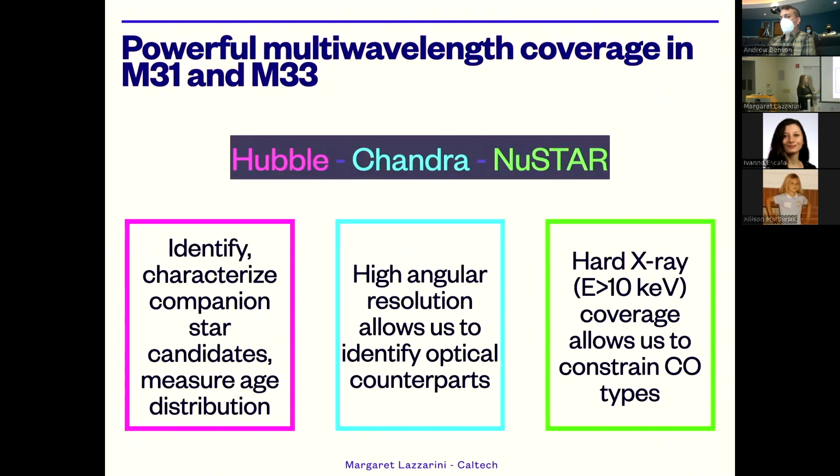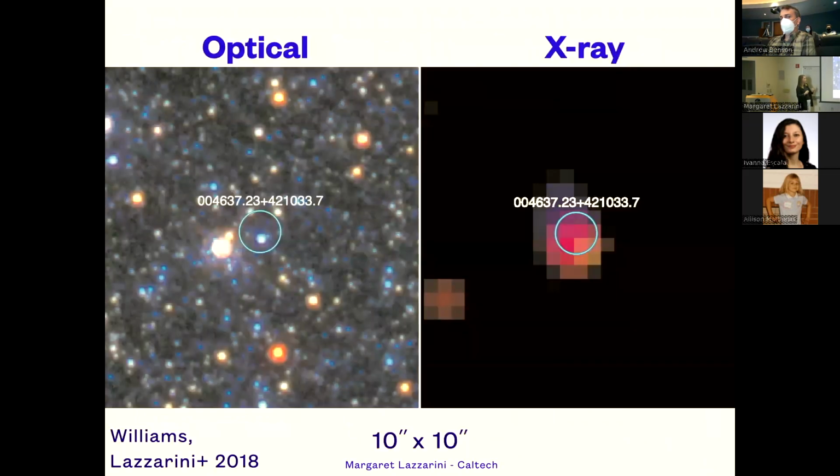So I'm going to walk you through how we actually identify these companion stars and what type of analysis we are doing to measure these population demographics. This is going to be our pet HMXB for the talk. So when I show different plots of the SED or the local star formation history, it's this system.